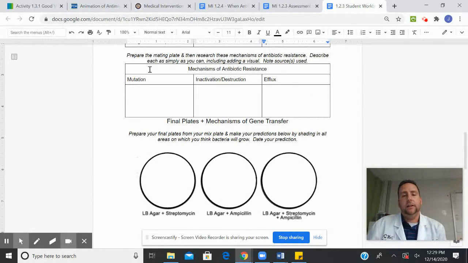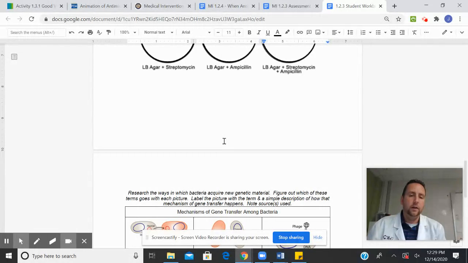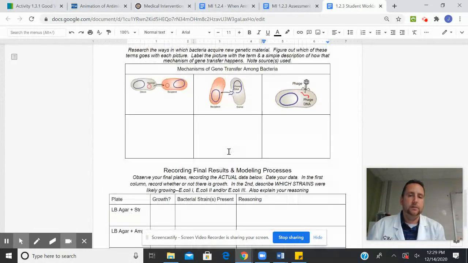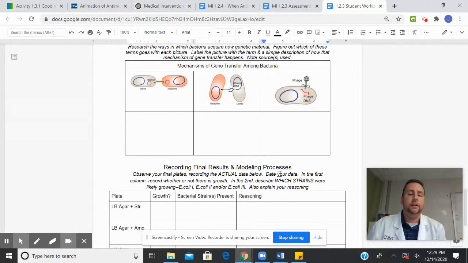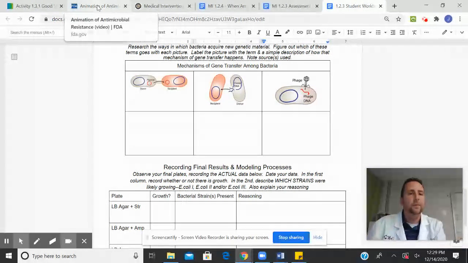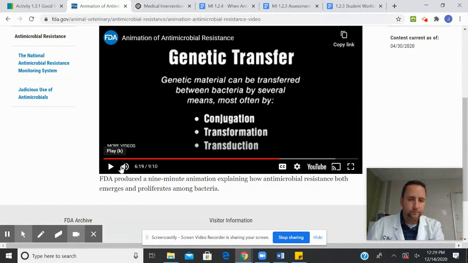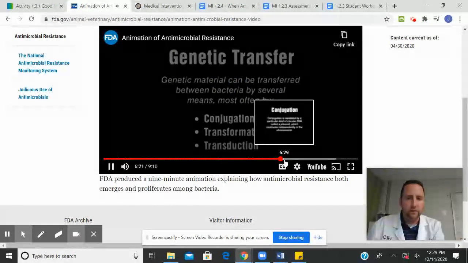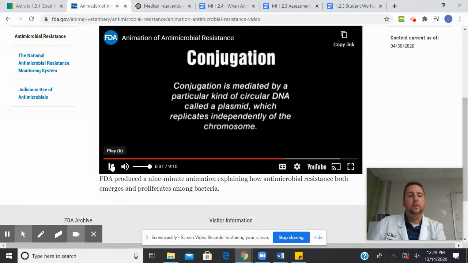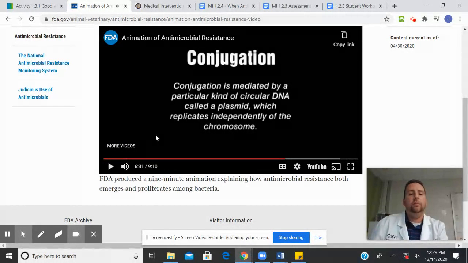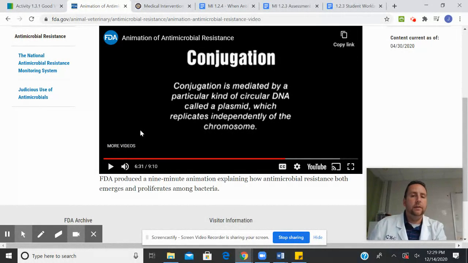We talked the other day about mutation, inactivation, and efflux as the methods by which antibiotic resistance happens. Now I want to talk just a little bit about these mechanisms of gene transfer. So you have conjugation, transformation, and transduction. So if you go back to the video here, I'll skip through. We'll first talk about conjugation. I'm just going to go through the names. So basically, it's where a plasmid is transferred from one to the other.